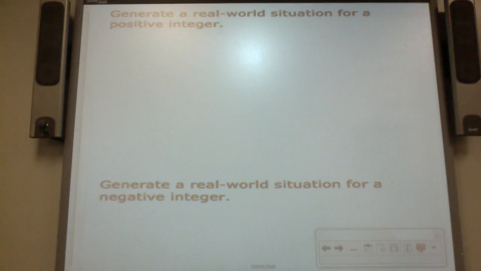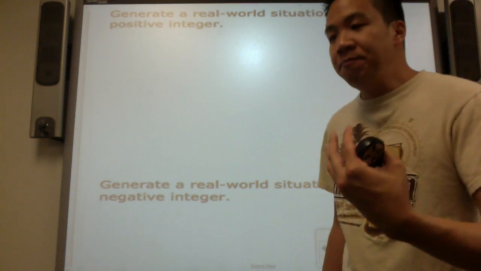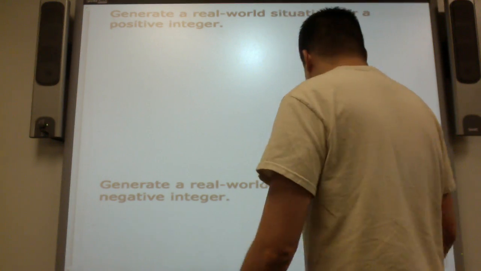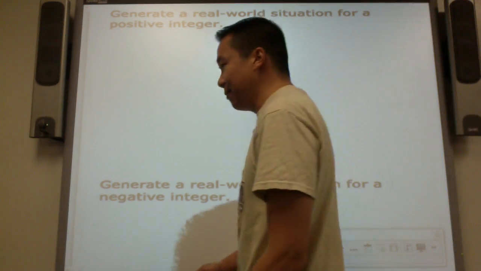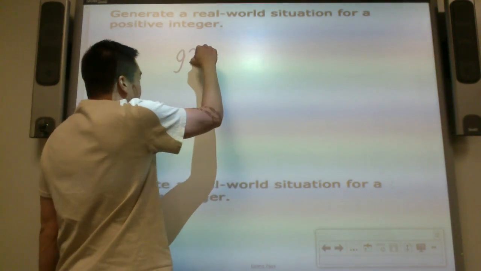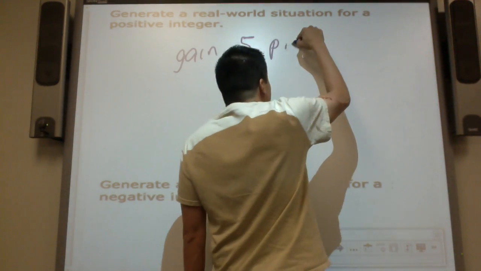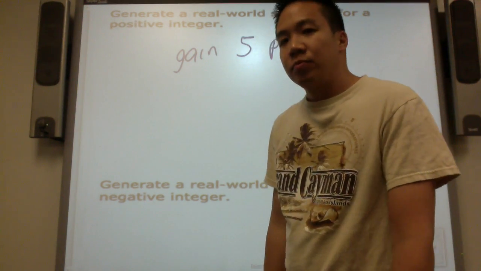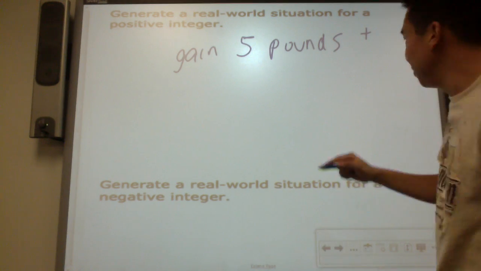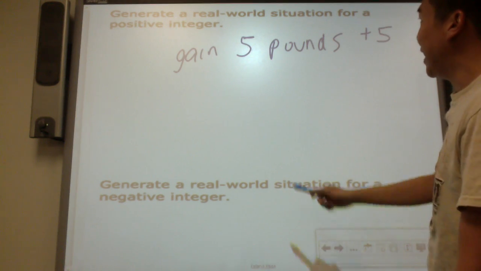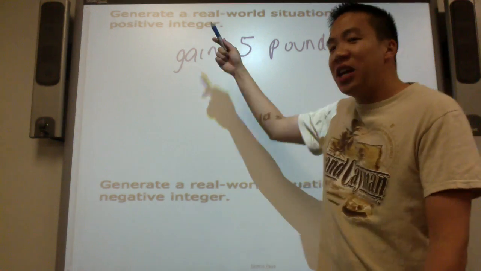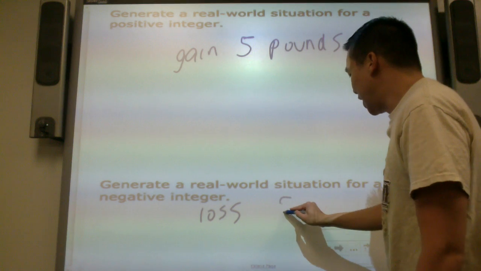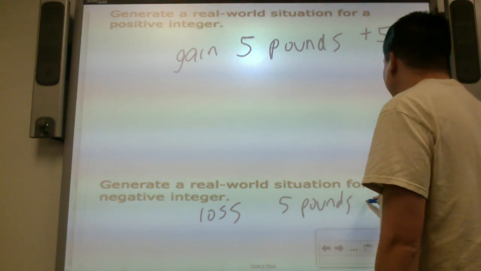Are there different words or situations where you explain something and it can be represented as an integer, a positive or negative whole number? For example, if I gain 5 pounds, which I did over the summer, how would you represent I gained 5 pounds? Gain, positive 5. So that is a positive integer. What's the opposite of gaining 5 pounds? I lost 5 pounds. That'd be negative 5.